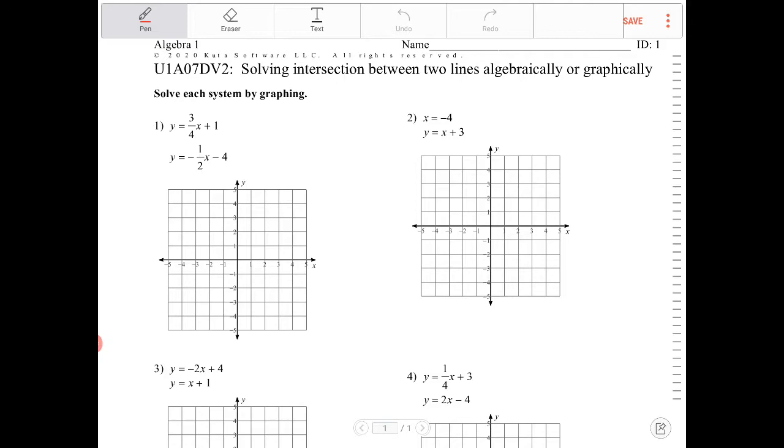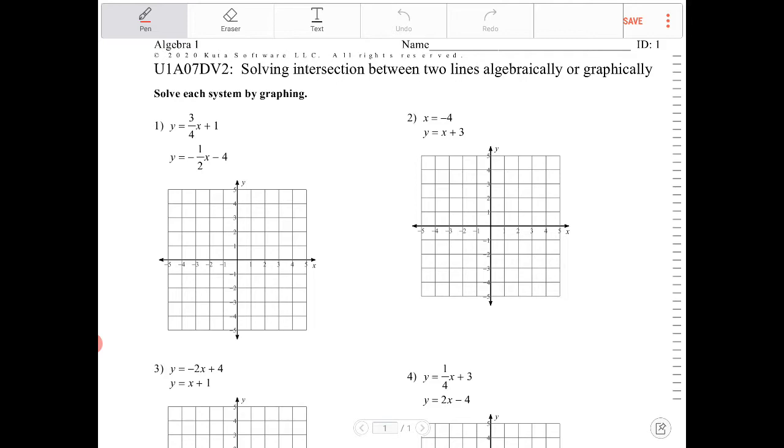Hopefully by the end of the period, you should be able to say, I can solve intersections between two lines algebraically or graphically. So in this lesson, it's actually a lot of review. What I'm going to do is go through this worksheet and remind you of some of the skills that are needed to solve a system of equations, either graphically or algebraically.